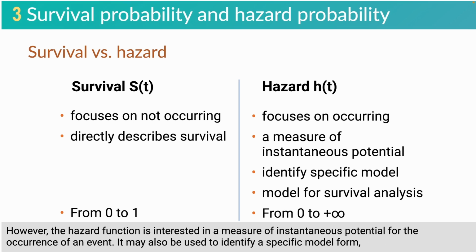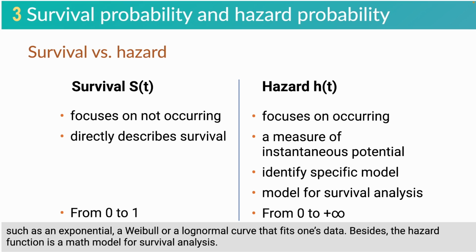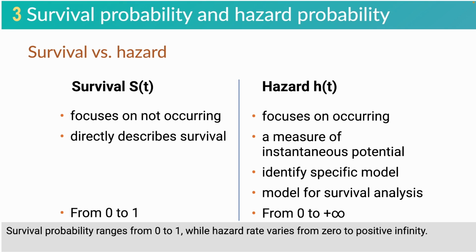It may also be used to identify a specific model form, such as an exponential, a Weibull, or a log normal curve that fits one's data. Besides, the hazard function is a math model for survival analysis. Survival probability ranges from 0 to 1, while hazard rate varies from 0 to positive infinity.